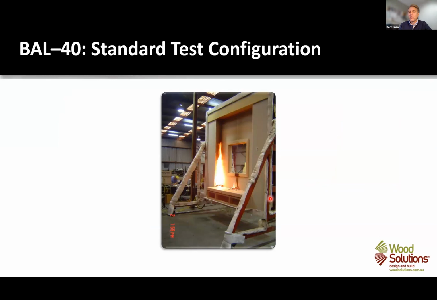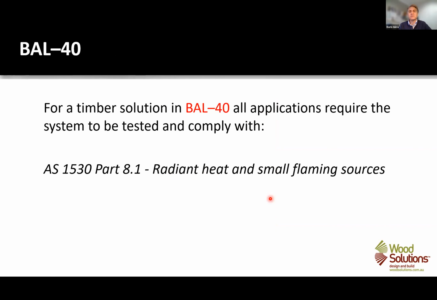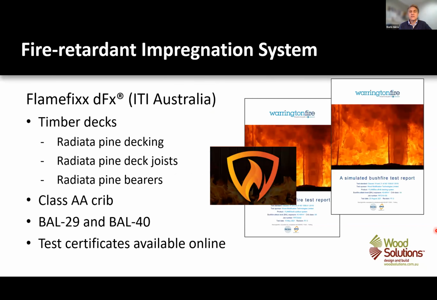Now, I suppose BAL 40, and I mentioned BAL 29 is where timber tends to be cut out, but there has been some further work that has taken some timber products beyond BAL 29 up to BAL 40. Basically, this is a full-scale test, as I mentioned earlier, with a radiant heat up at that 40 kilowatts a square metre. So there are now some fire retardant impregnated systems that are available that have been tested to that AS 1530 Part 8 Part 1 test.